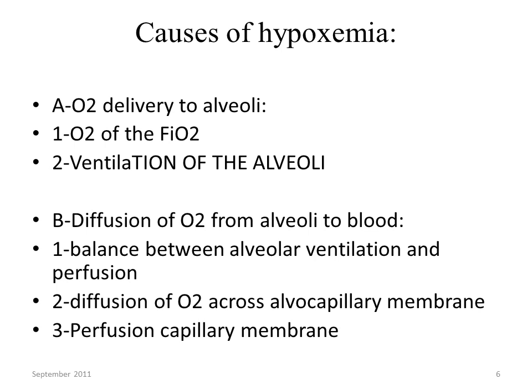The causes of hypoxemia: first, impairment of O2 delivery to the alveoli, meaning the FiO2 and ventilation of the alveoli are impaired. Second cause: diffusion of O2 from alveoli to blood. There is a defect in the balance between alveolar ventilation and perfusion, and in the diffusion of oxygen across the alveolar capillary membrane and the perfusion capillary membrane. This may lead to abnormality in the diffusion of oxygen from alveoli to blood.